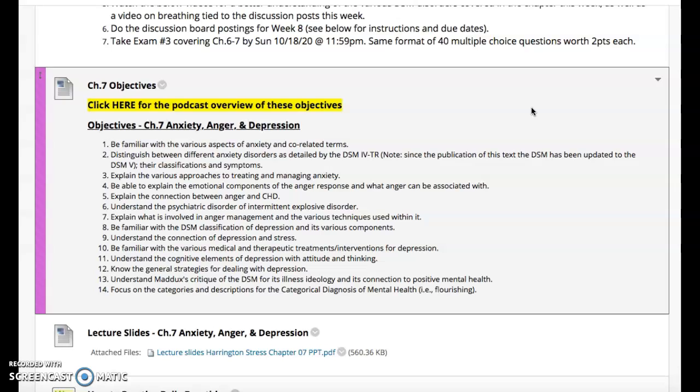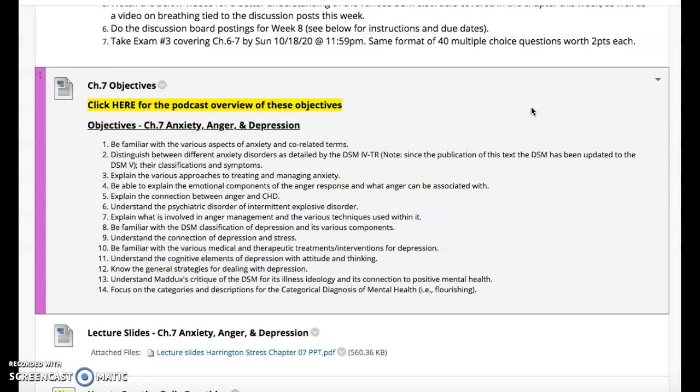Then the connection between depression and stress. Why is it so hard for us to handle our stress, and how might that be connected to depression and depression symptomology? What are the links between one's ability to manage stress and depression? Then we'll dive into some medical and therapeutic treatments and interventions for depression, what types of therapy exist, how do people deal with depression in general. So some general strategies that might be good for individuals who feel somewhat depressed.